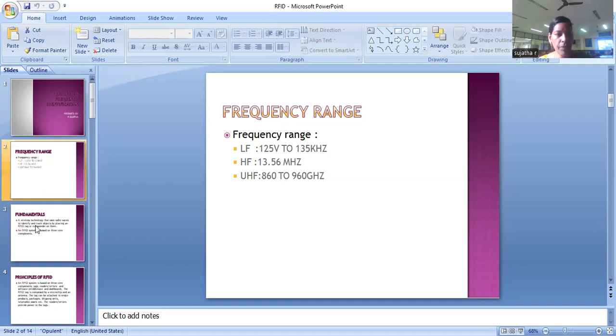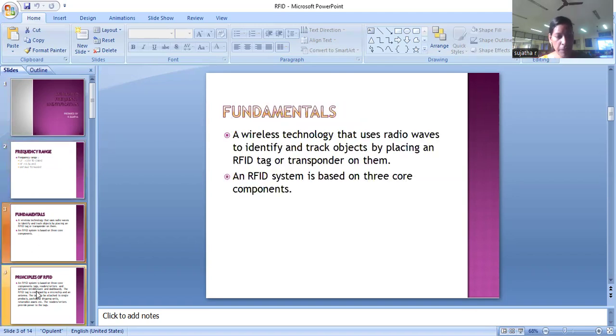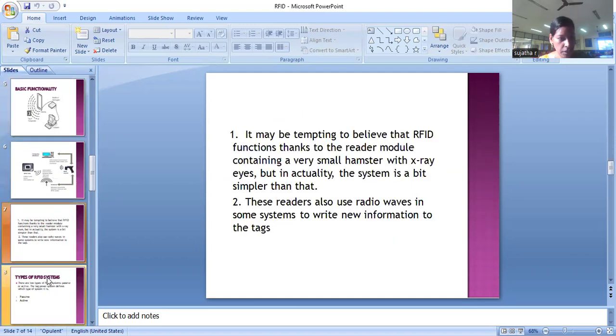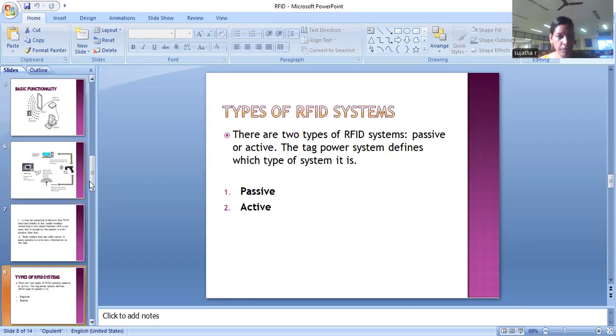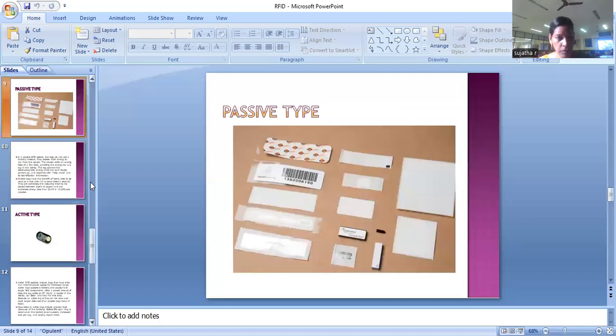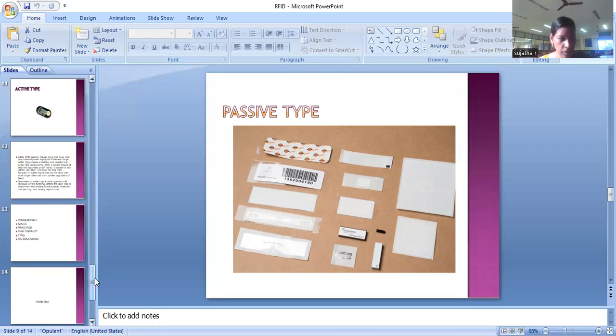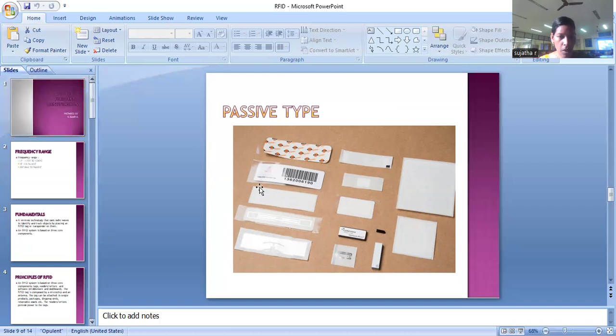In this class, we will discuss what RFID is, the fundamentals of RFID, the principles of RFID, and the functionality of RFID. This is the basic working principle of RFID. Types of RFID: what types are there in RFID? Some examples of different types of RFID. So we will discuss the RFID basics.